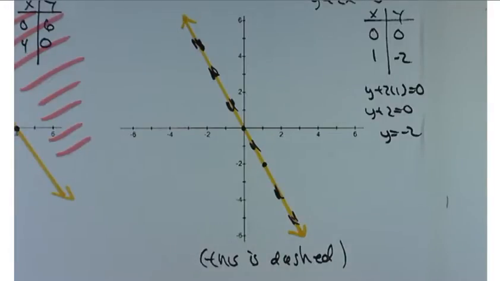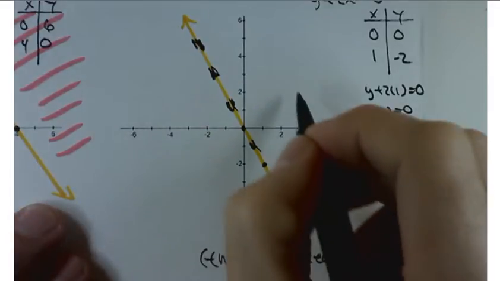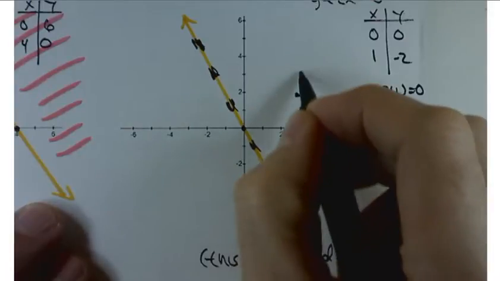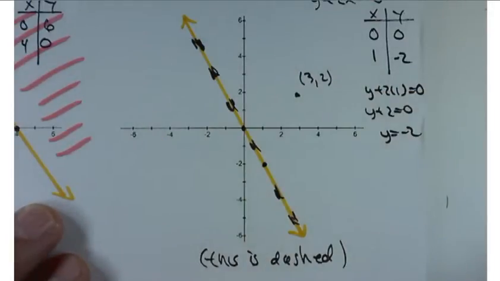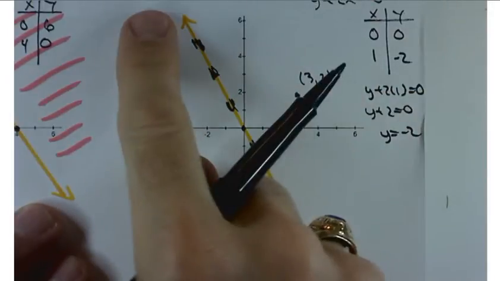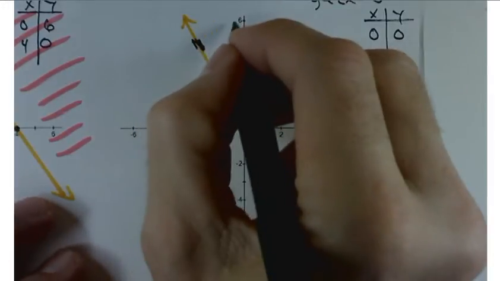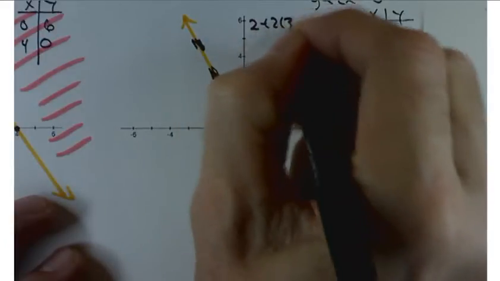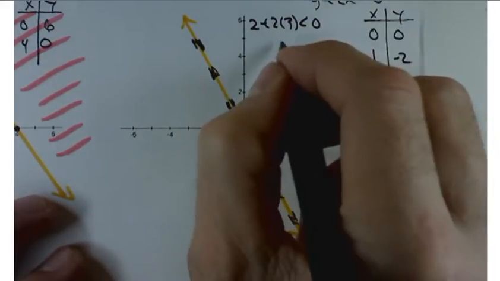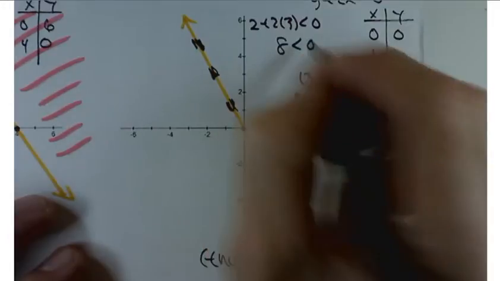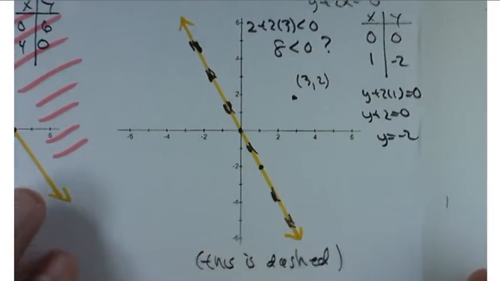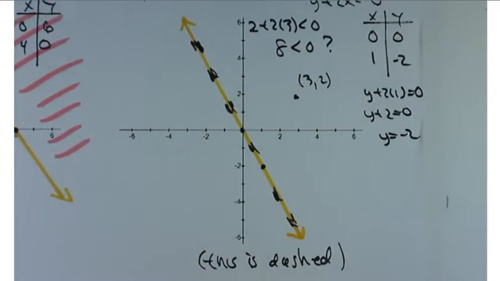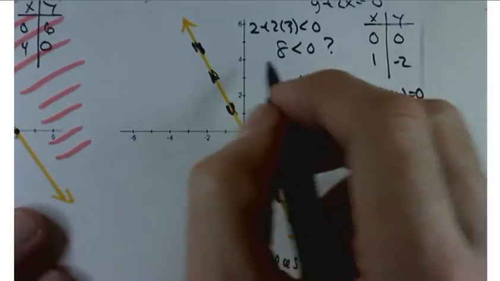Karanja, which point should I use then? (3, 2). All right, so (3, 2). That's up here. (3, 2). And let's test that in our inequality. So let's see. 2 plus 2 times 3 is 8, less than 0. True or false? False.